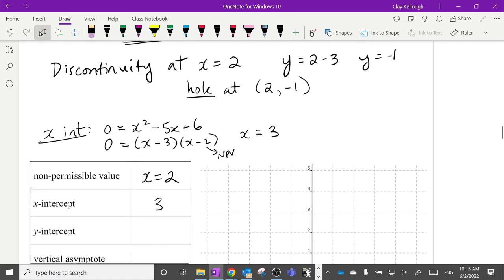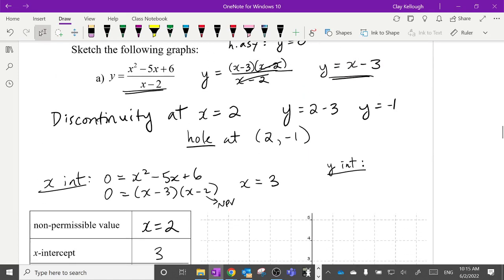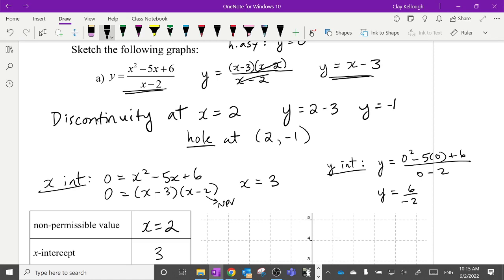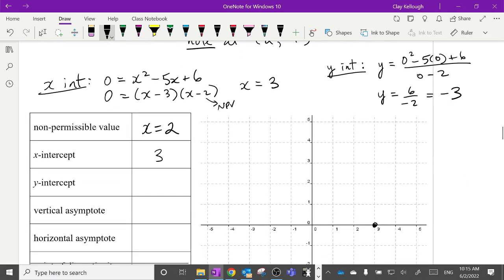What about my y-intercept? Well, let's see. Let's go to the original equation again. The y-intercept happens where x is 0, so that'd be 0 squared minus 5 times 0 plus 6 over 0 minus 2, which is 6 over negative 2, which is negative 3. So I have a y-intercept of negative 3.